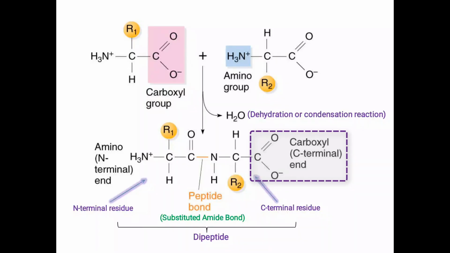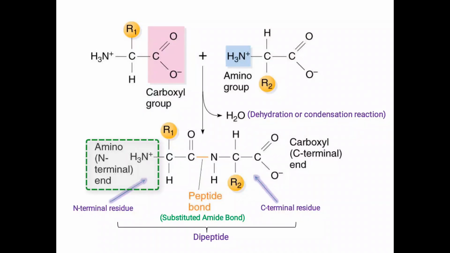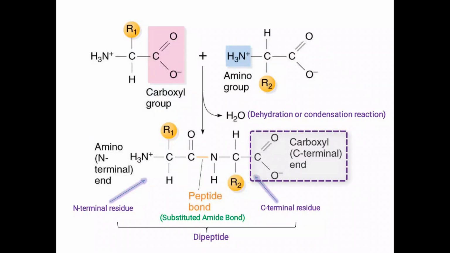There will be two free terminals. One is the amino group, which will be called the N terminal, which is in fact the free amino terminal of the first amino acid. The other is the carboxyl terminal, which is in fact the free carboxyl terminal of the last amino acid.